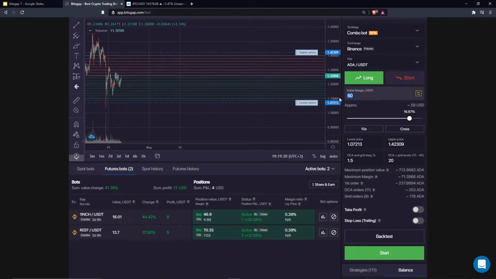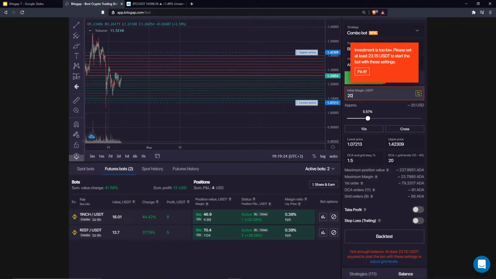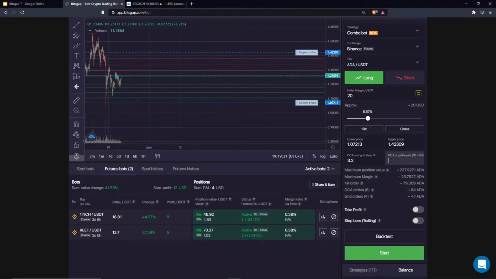Let's launch this bot. I don't want to start with 60. Let's see if I can start with 20. So it says no, it's not possible. That's why I need to decrease the amount of levels. Let's say 15. So yeah, with this configuration I can launch this bot finally.